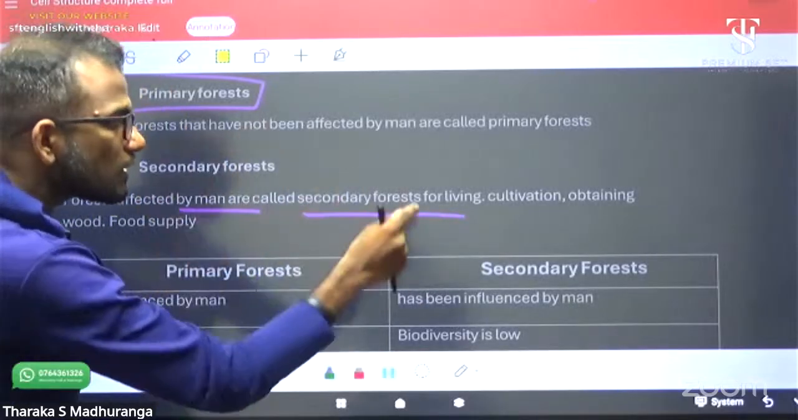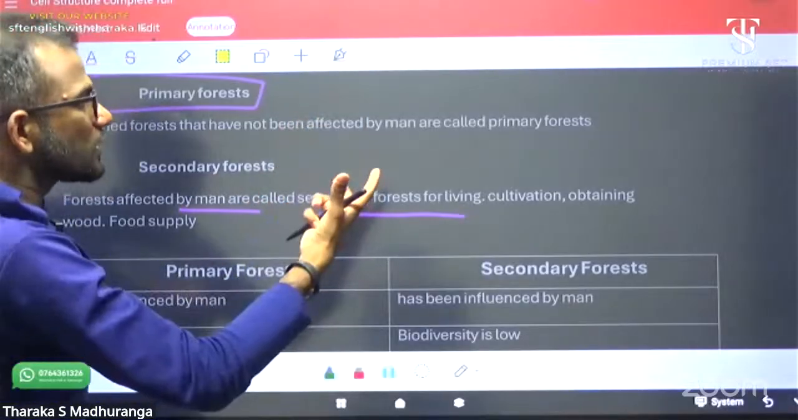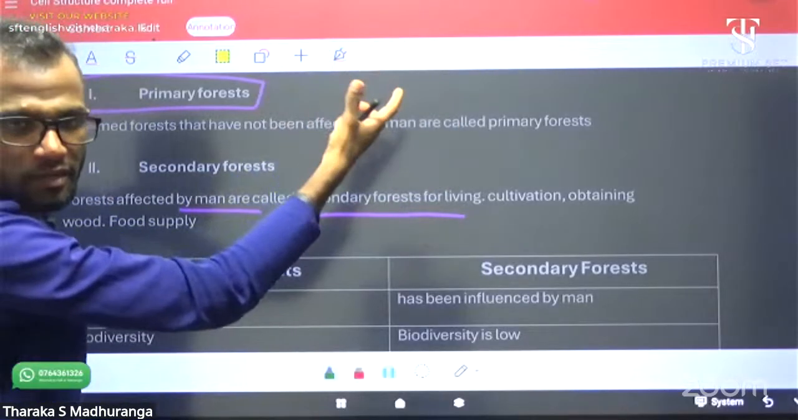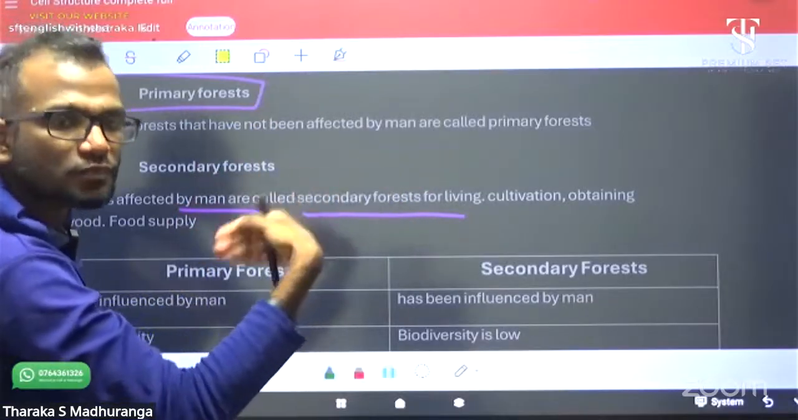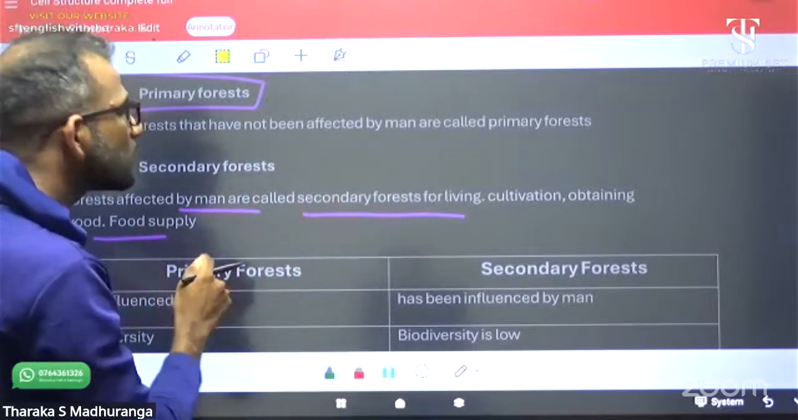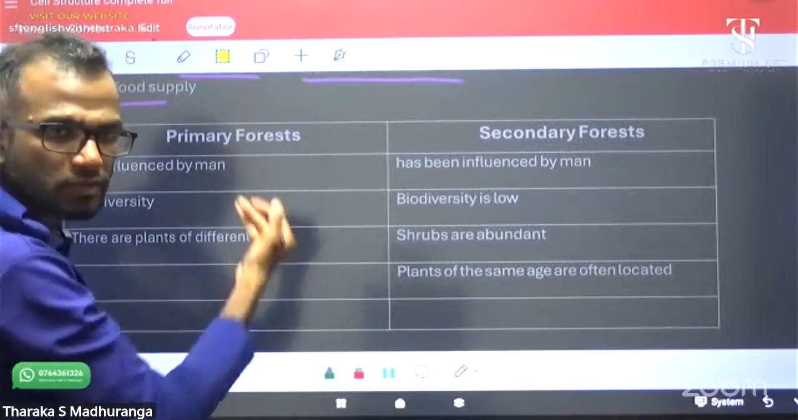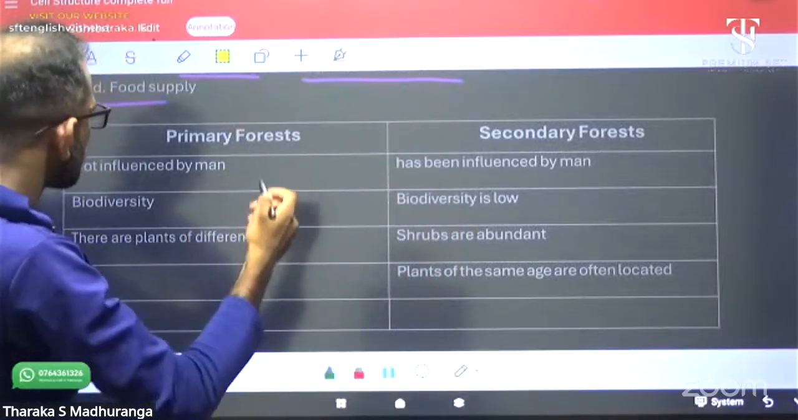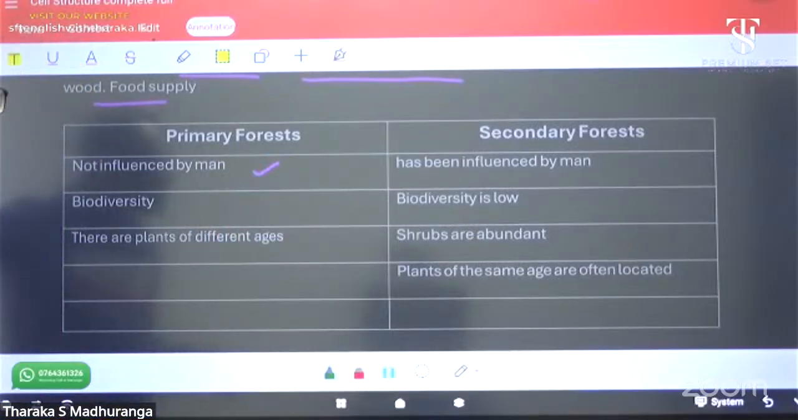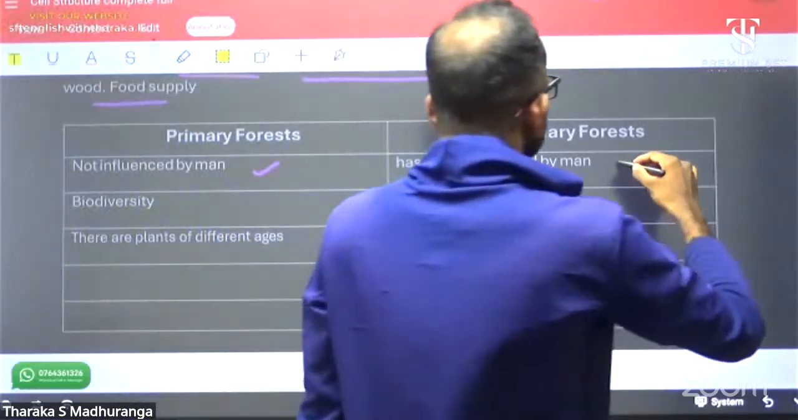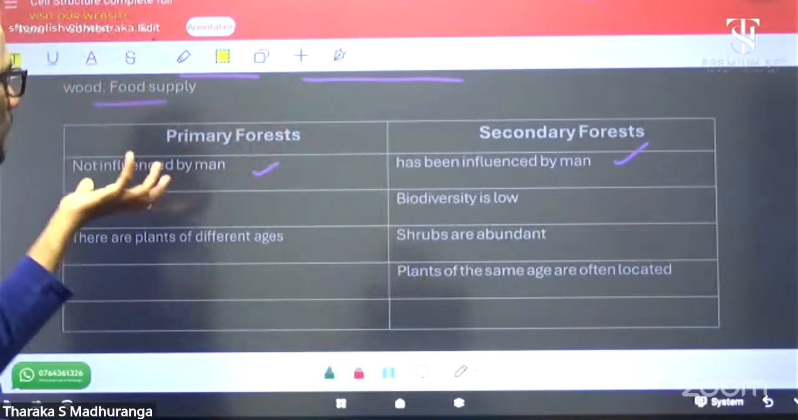Secondary forest: cultivation, obtaining wood or food supply. Naturally, as an example, Sinharaja is a primary forest. If there is any cultivation to get food, wood or food supply, they are called secondary forest. They are the main difference between primary forest and secondary forest. If it is primary forest, no human intervention. But secondary forest has been influenced by man, right? It is made by man. Primary forest is completely natural.